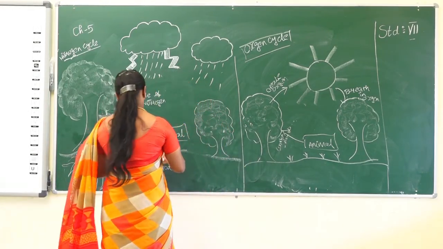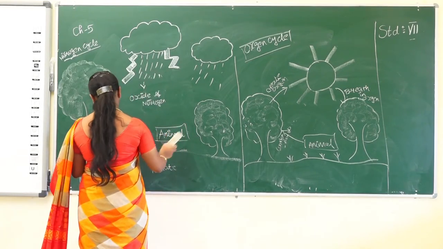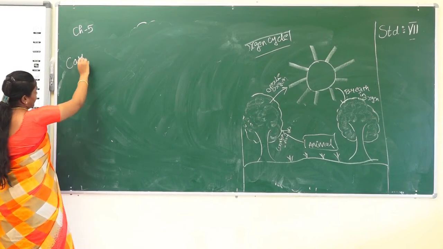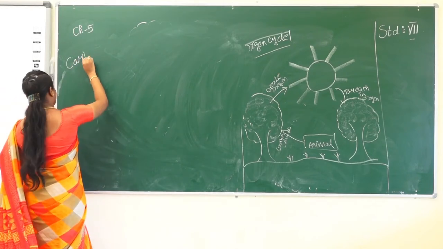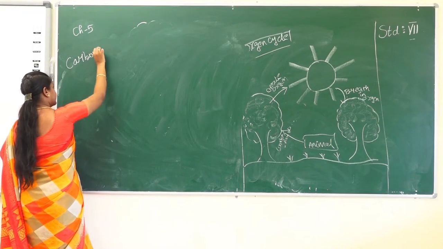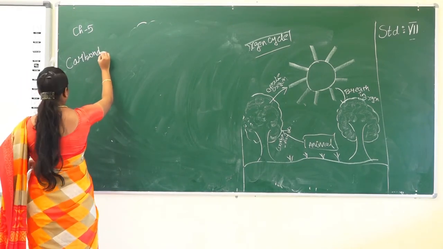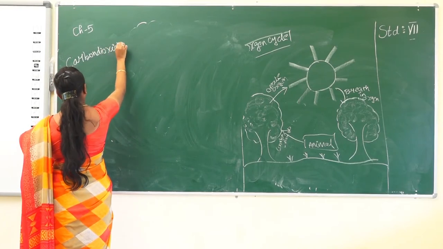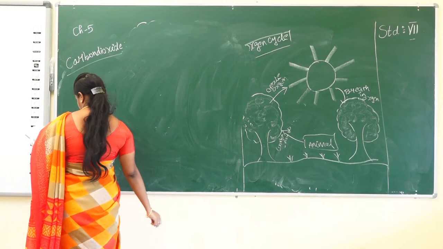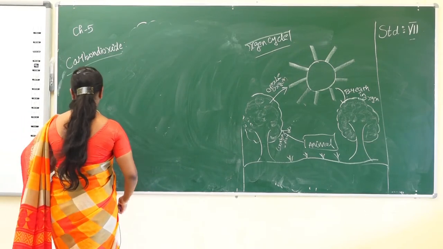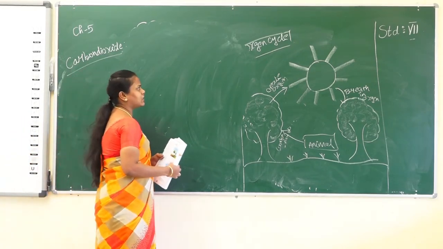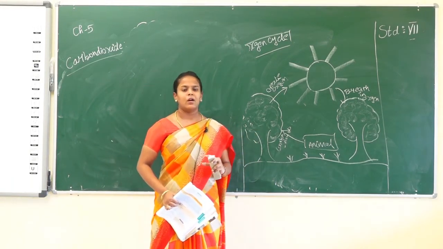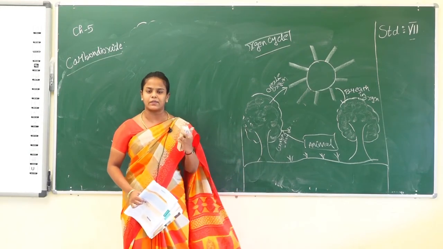Next we will go to carbon dioxide, right? We have seen about oxygen and nitrogen. Now we are going to see about carbon dioxide. As I said, in oxygen, while we inhale, it is oxygen, while we exhale, it is carbon dioxide. This is the process of carbon dioxide.